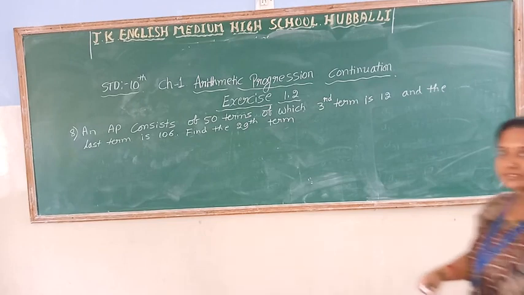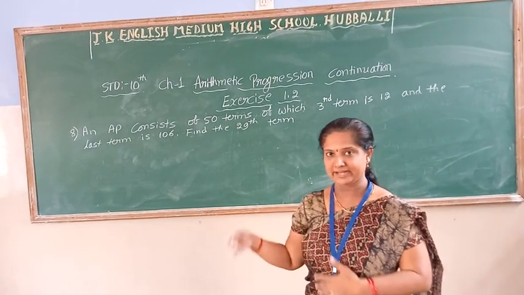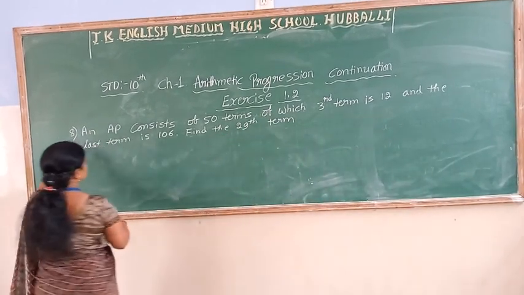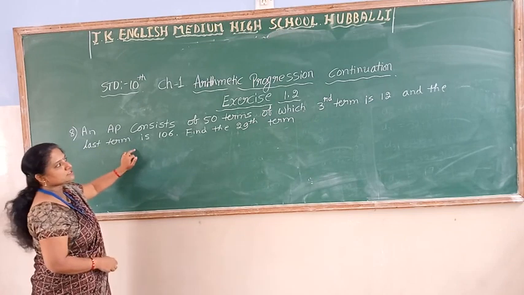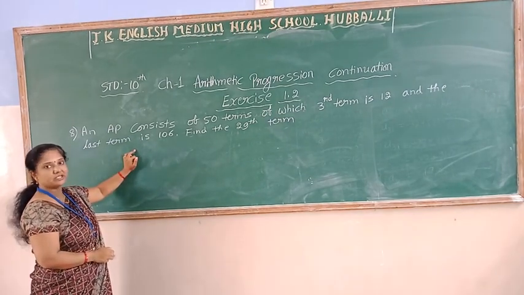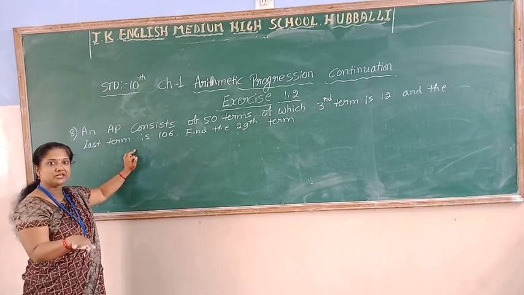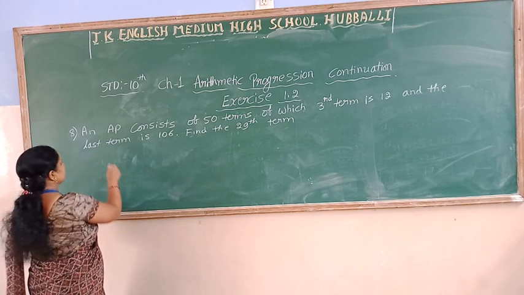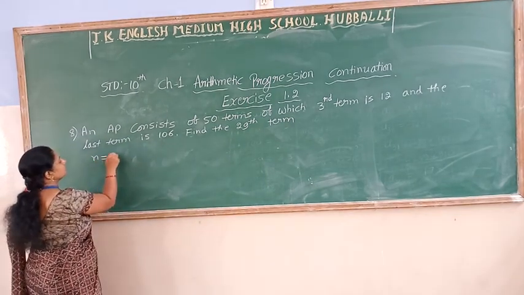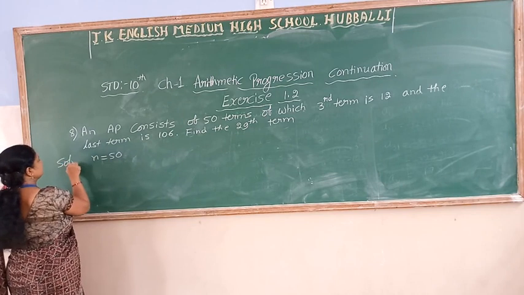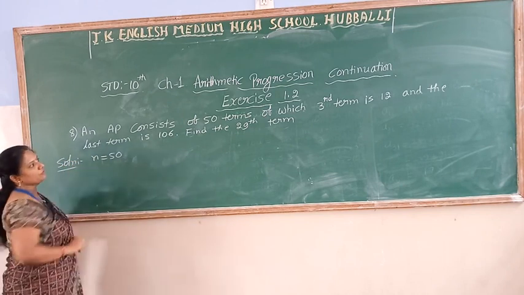Okay, children, we'll start solving the 8th question now. I am going to read the 8th question. An AP consists of 50 terms. So in one AP, how many terms are there? 50 terms are there. That is, n is equal to 50.